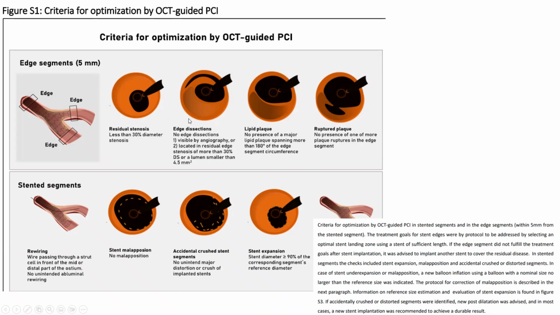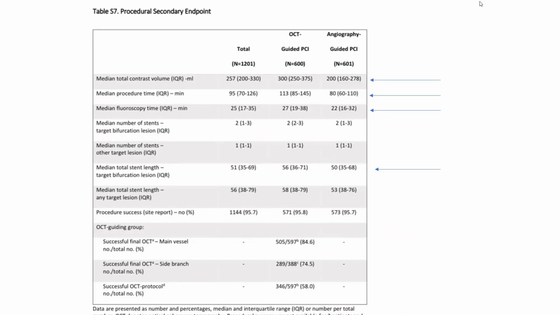They also use a more restrictive definition of edge dissection. I think that's one of the reasons why OCT guidance was more successful in this trial. It could also be that selecting more complex patients, with bifurcation disease, is more likely to benefit from OCT guidance. Yet this trial had some of the same OCT caveats and even more. Longer procedural time, 80 versus 113 minutes, 33 minutes more, 41% longer. Also much more contrast use, 300 versus 200 milliliters, a massive 50% increase in contrast use. Also longer stenting, hopefully appropriately so, considering the improved outcomes.